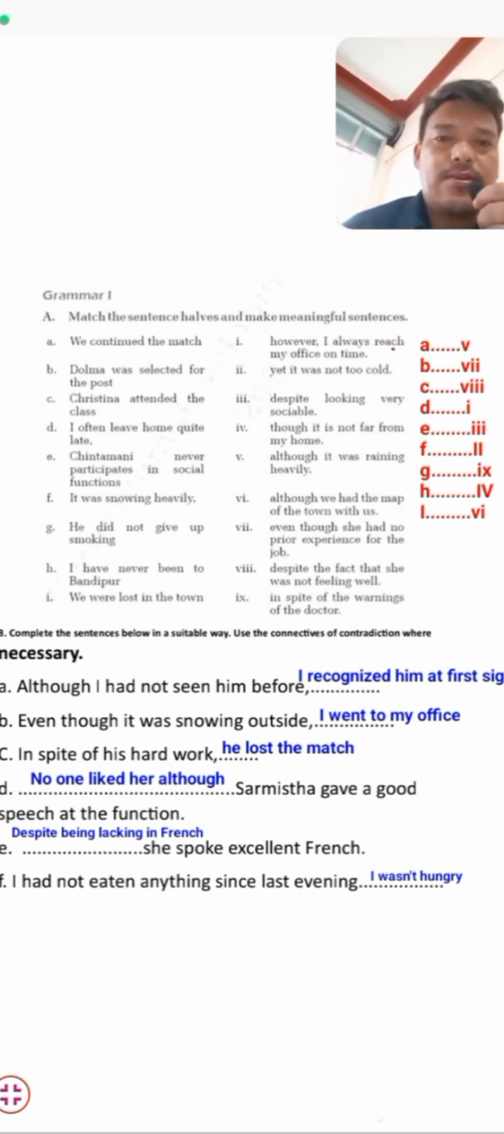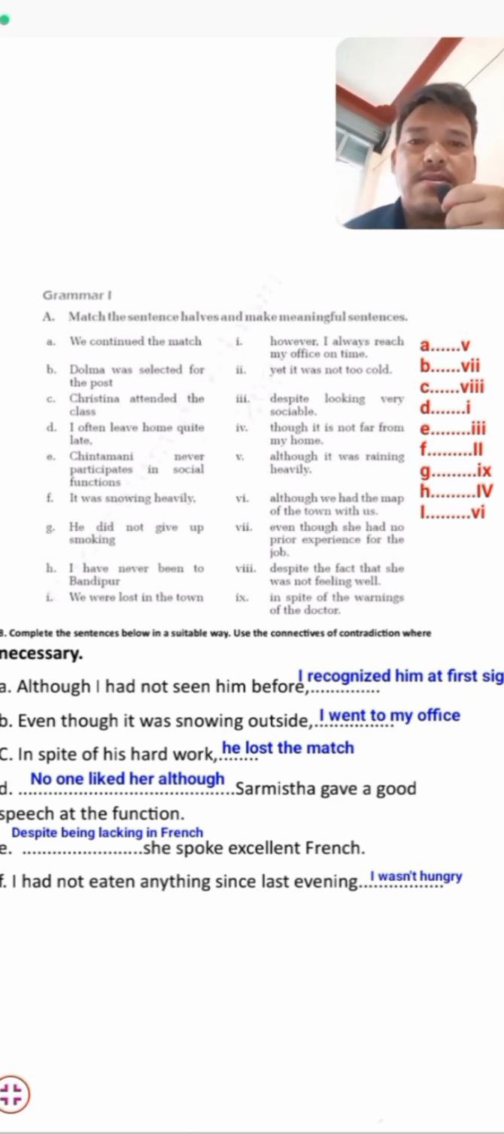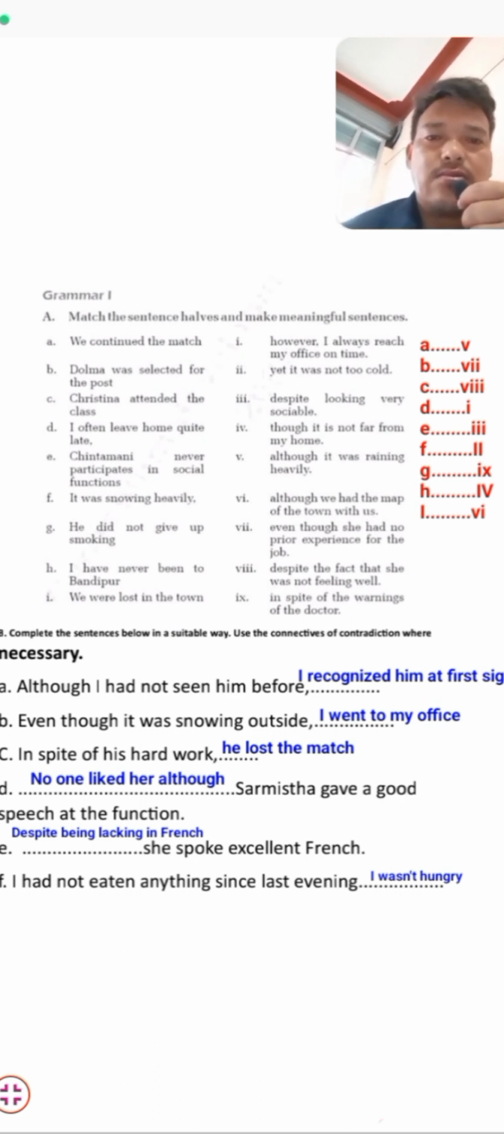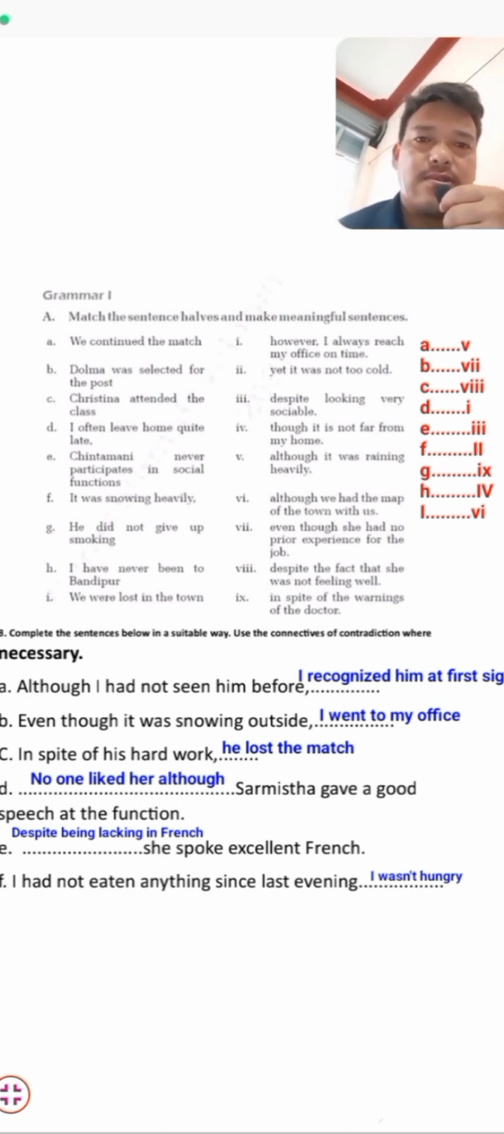And I have solved it, students. A number is the match, a 5 number. The answer is 5 number: although it was raining heavily. So here are the words: although, despite, however. These all are words which are used to express unexpected results.